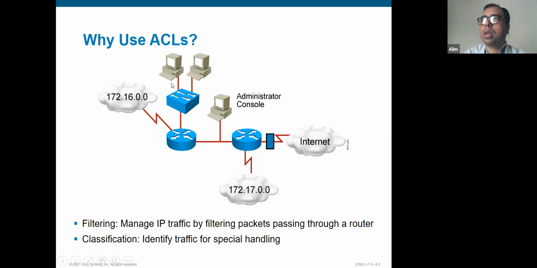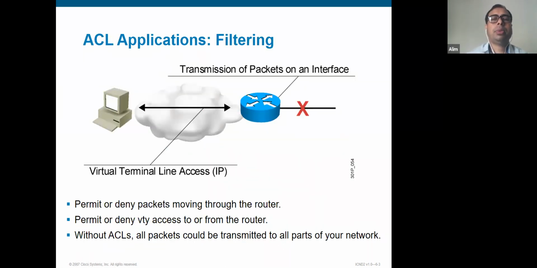ACLs are also used in a firewall, which is a different device or appliance. Of course, a firewall has some routing capabilities also. But we are talking about ACL only in a router. How is traffic filtered? Say in this small network diagram, there is a router, and then we have a computer. Virtual terminal line.